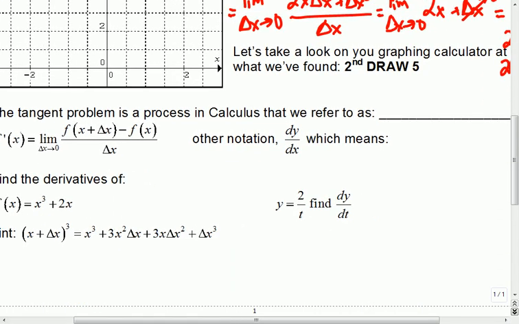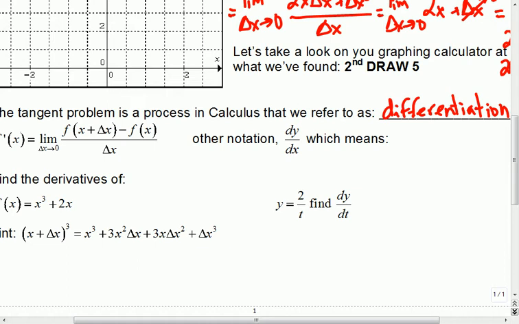So there's been a term that we've been throwing out there, and your textbook has it, and you might have heard it before, but the tangent line problem is a process in calculus that we refer to as differentiation. So when you hear differentiation, what we're saying is differentiation is the process that finds the derivative or the slope of the tangent line or the instantaneous rate of change. Those important ideas of what it is we're doing.